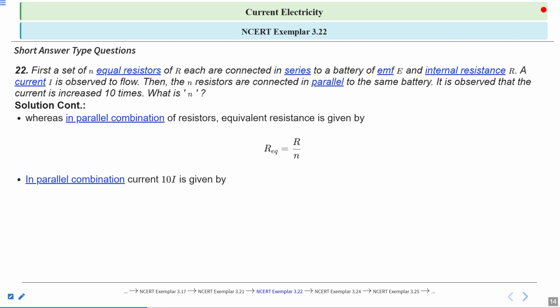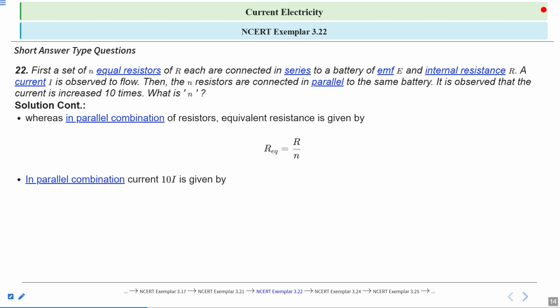Now it is given that in the parallel combination the current is increased to 10I. You can see why the current is increasing 10 times: in the series combination the resistance is more, while in the parallel combination the resistance becomes less. That's why the current is increasing 10 times. So in the parallel combination the current is 10I.